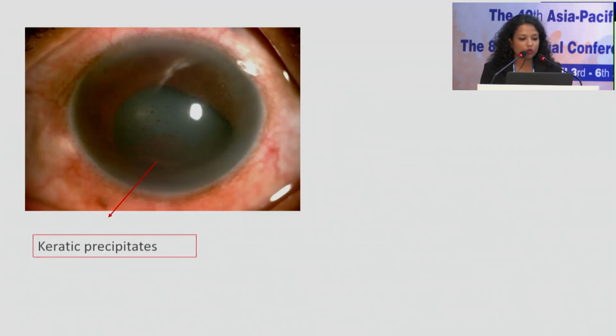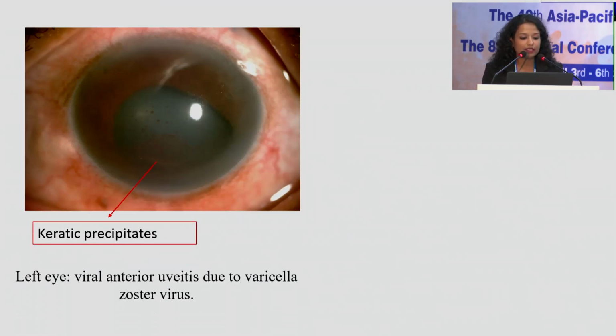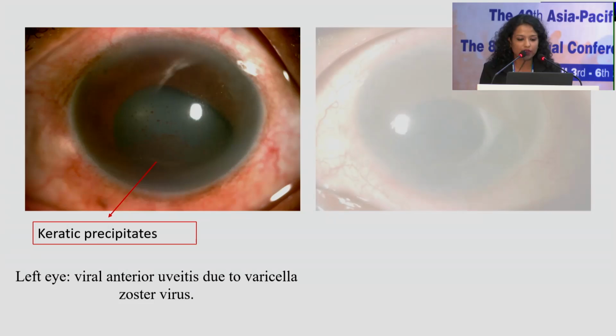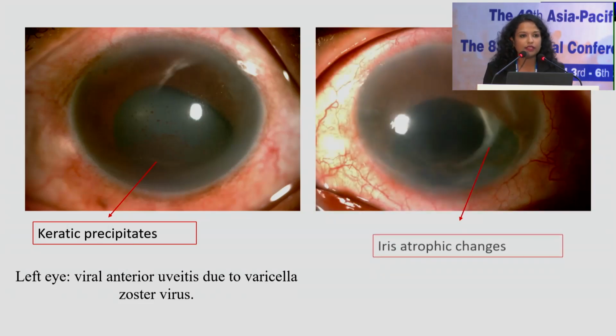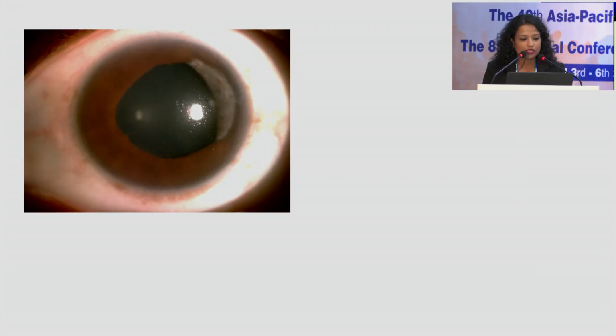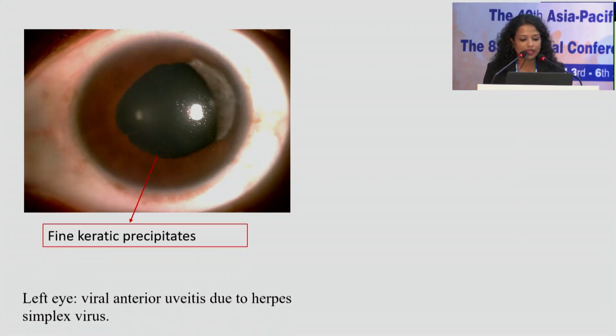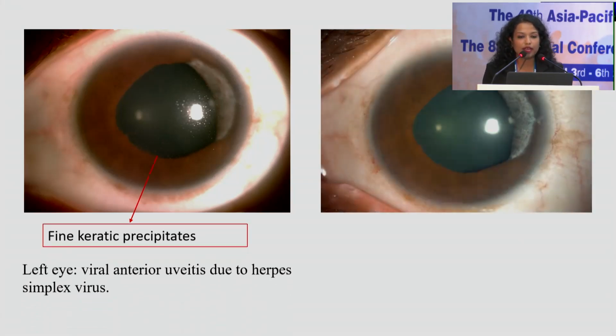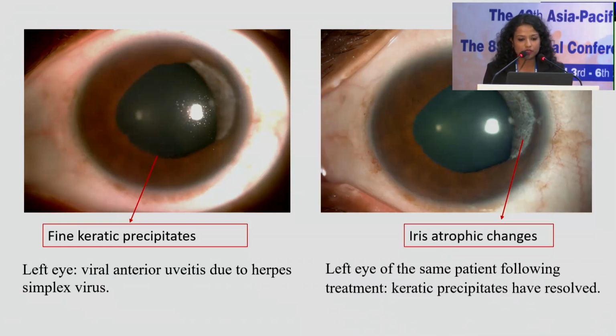This is the slit lamp photo of a patient where we can see the keratic precipitates due to varicella zoster virus. Following treatment, the KPs have resolved and the iris atrophic changes are visible. Similarly, we have a patient here with fine KPs due to herpes simplex virus. Following treatment, the KPs have resolved and the iris atrophic changes are noted.